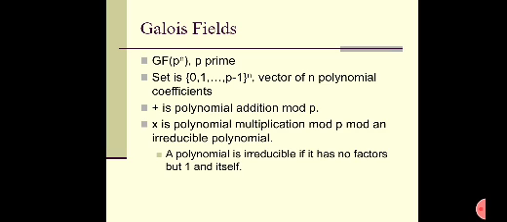Galois field GF p to the power n. p is prime. The set is 0, 1, up to p minus 1, to the power n: a vector of n polynomial coefficients. Plus is polynomial addition mod p. Cross is polynomial multiplication mod p, mod an irreducible polynomial. A polynomial is irreducible if it has no factor but 1 and itself.